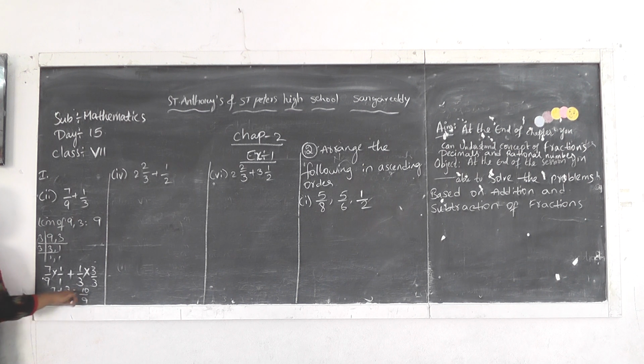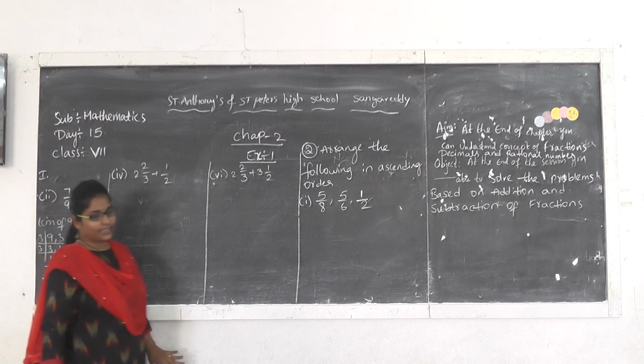10 by 9. You know that whenever we are adding like fractions, we have to add only the numerators and write the sum in the numerator's place, and the denominator remains the same. So what is the result of 7 by 9 plus 1 by 3? The result is 10 by 9. Clear?